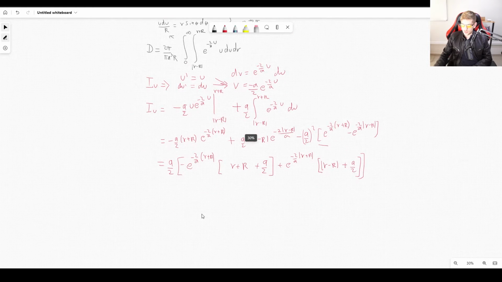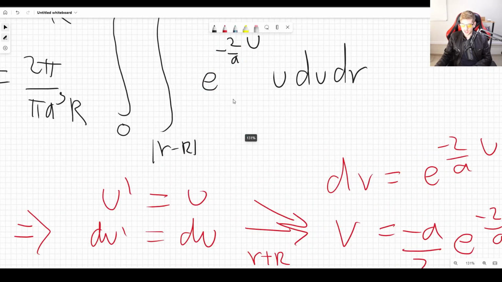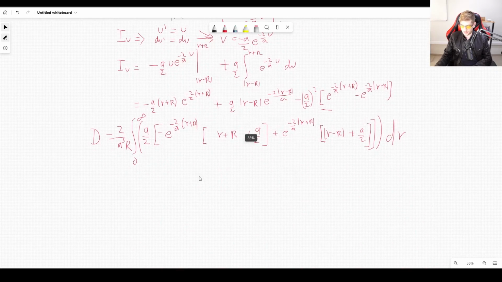So we can now rewrite the direct integral. Actually, let me do it here. So the direct integral will be 2 over a cubed over r. And now we integrate from 0 to infinity of all of this dr. This time, unlike the previous time, there is no extra r that will multiply, and there is no extra e to the minus r as before.